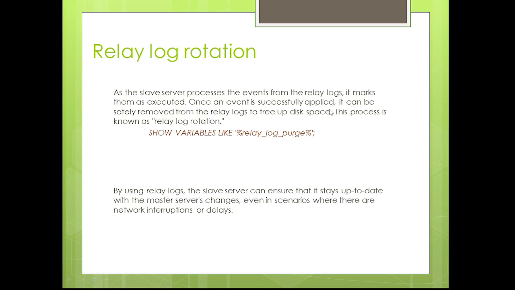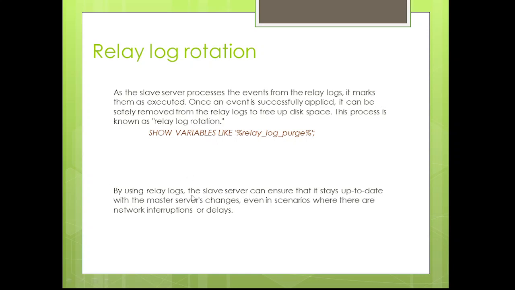So to free up the disk space, we have this process. This is called relay log rotation, so that after the change events are applied to the slave server, they can be removed from the relay logs. After those are applied, they are removed, and this frees up the disk space. We call this process relay log rotation, and we can watch it with the variable relay_log_purge. While we are working on the lab, we'll see this.